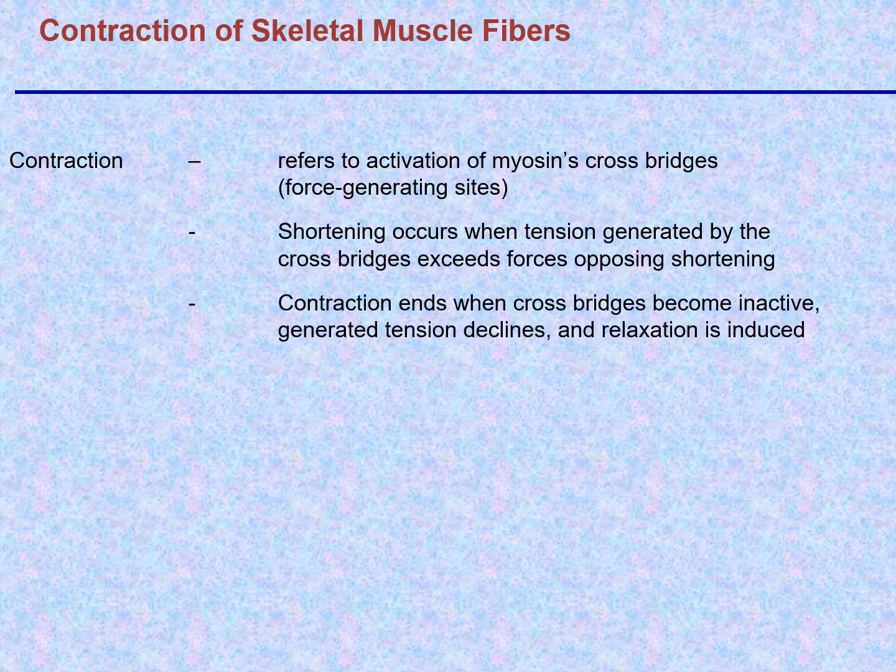Now, in terms of contraction, which is what muscle does, the contraction of skeletal muscle fibers refers to the action of the myosin cross bridges, where the myosin head tilts up and binds to the actin binding site on the actin myofilaments. Shortening occurs when tension generated by the cross bridges exceeds the force opposing that shortening, and contraction ends when the cross bridges become completely inactive. Whatever tension was generated declines and relaxation of the muscle is induced.